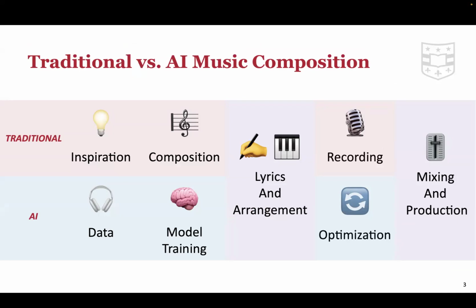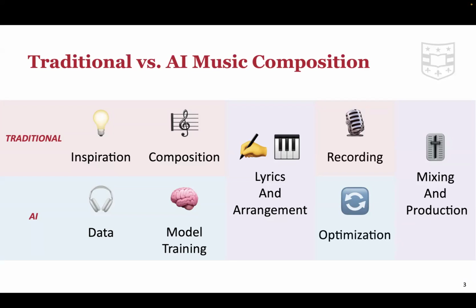Traditional music composition starts with inspiration. Artists draw from personal experiences, emotions, or stories. From there, they create melody, rhythm, and harmony, often adding lyrics to convey specific emotions. Then they arrange the music, selecting different instruments to match the mood. The final step is recording the pieces to bring it all together.